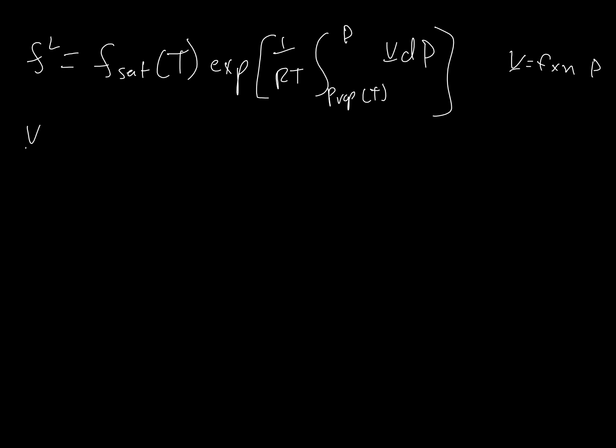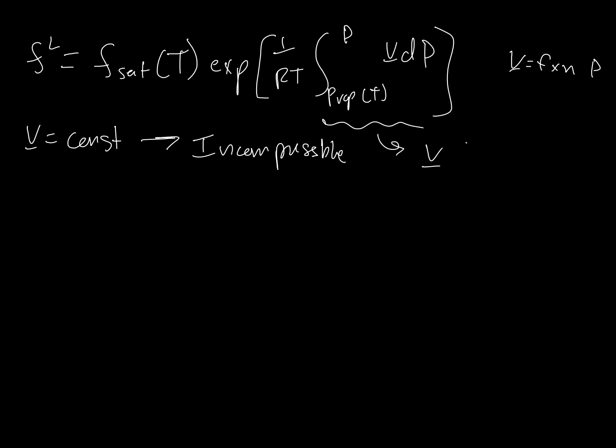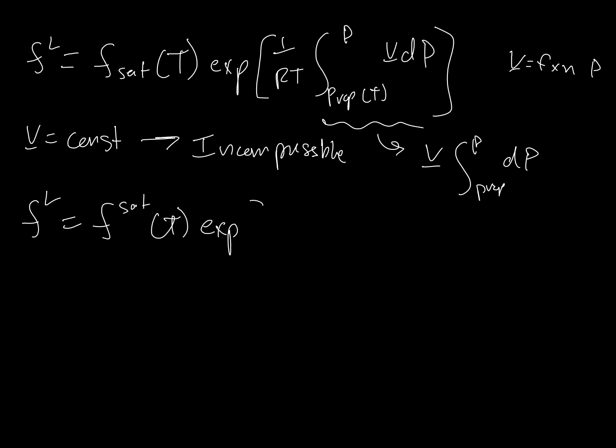So if we assume that V is equal to a constant, this is an incompressible approximation, in which case this integral here simplifies to V times the pressure difference, like this. So we could write out the fugacity of the liquid. Just doing a simplification there.